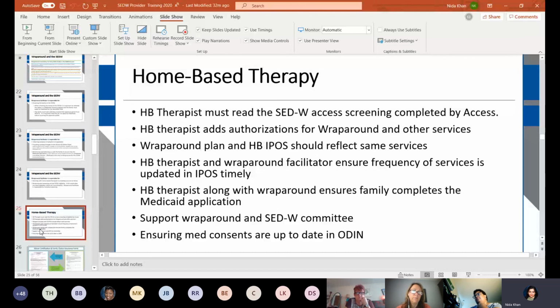So when the state comes, they're even looking at that, that whenever wraparound drops down or increases, that the home-based therapist is doing an addendum and following through with that. Either Cassandra or Marissa, you want to speak to that?